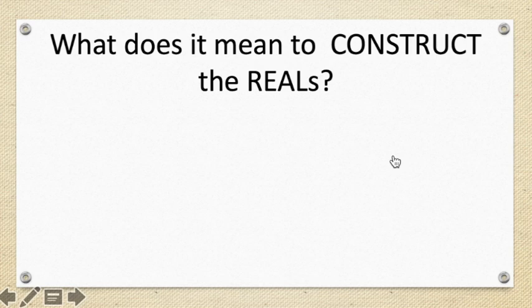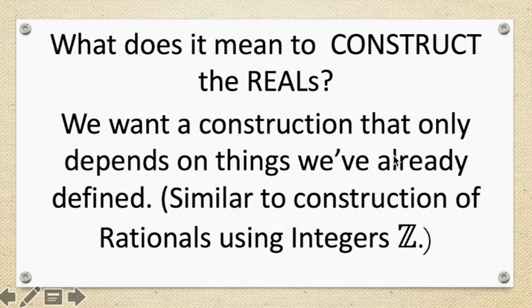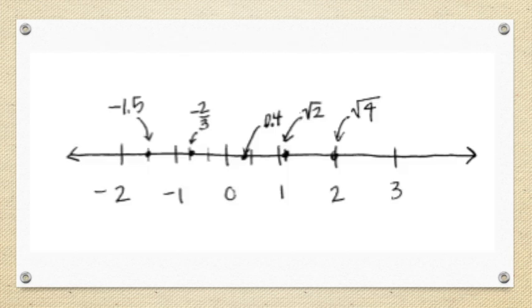Now, what does it mean to construct real numbers? We want a construction that only depends on things we've already defined. We base it on the properties of Q. So if we go back to our number line, any ideas on how we might get to the fact that there are gaps here in the number line? If we look at these rationals here, maybe x squared equals 2 does not have a solution in Q. So how can we further extend our number system to be able to handle all of these cases?